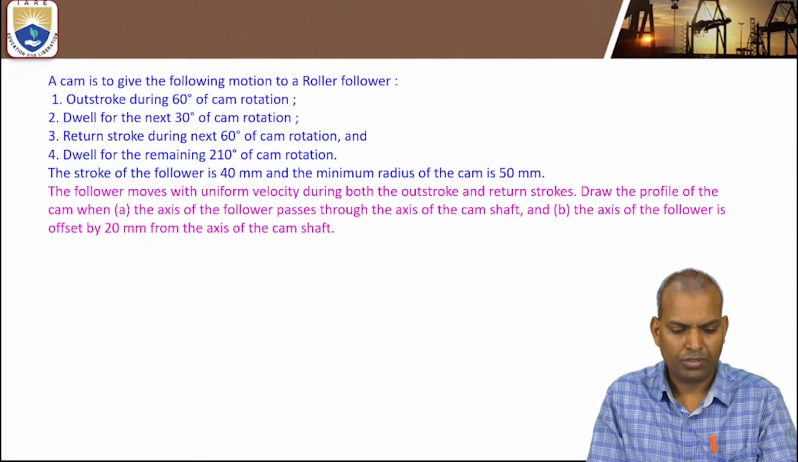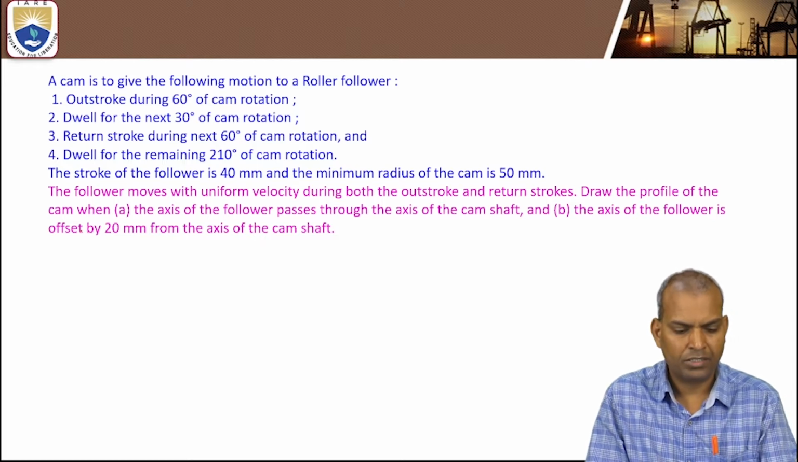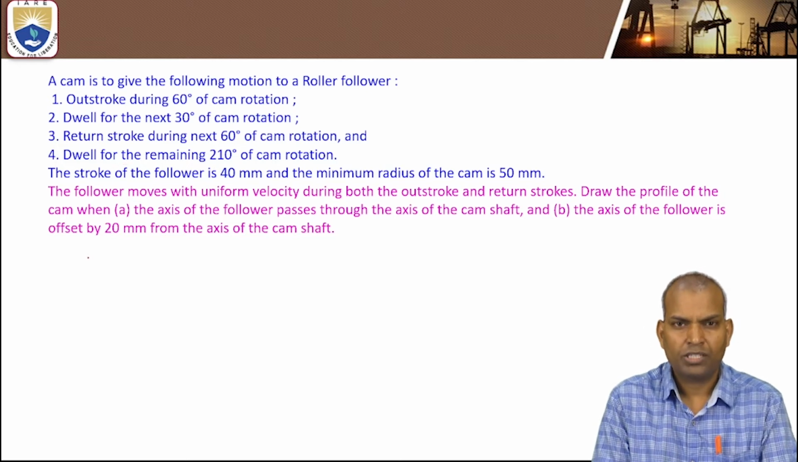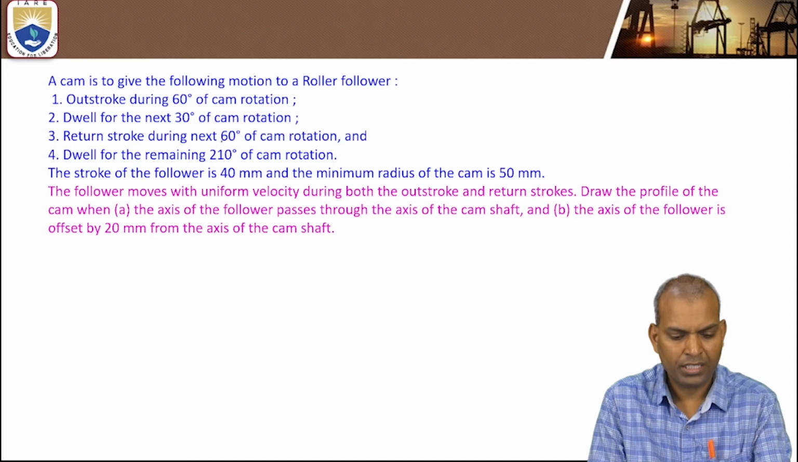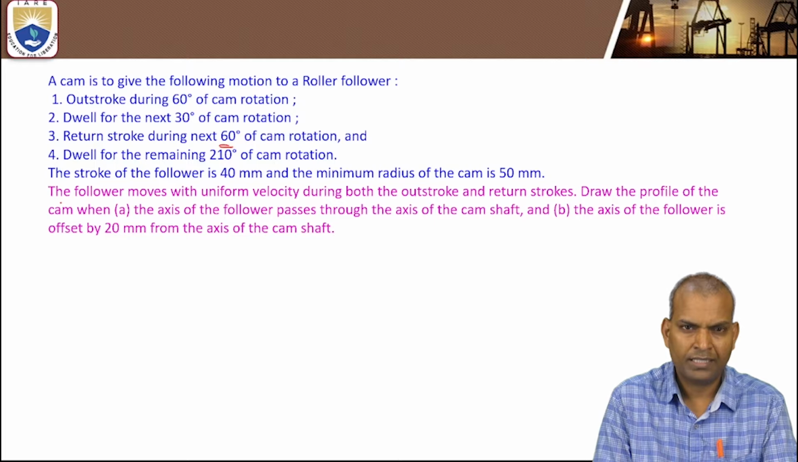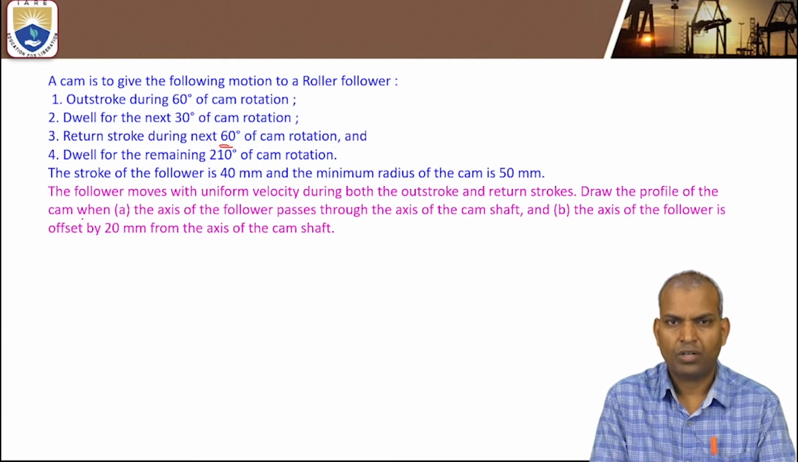A cam is to give the following motion to a roller follower. During outstroke, the cam rotation is 60 degrees, and dwell during the outstroke is 30 degrees of cam rotation, and return stroke cam rotation is 60 degrees, and dwell for the remaining is 210 degrees of cam rotation. So here we are going to study one case, that is the axis of the follower is passing through the center of the cam or axis of the camshaft.